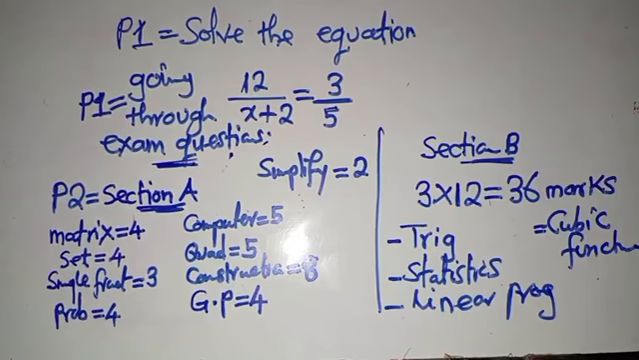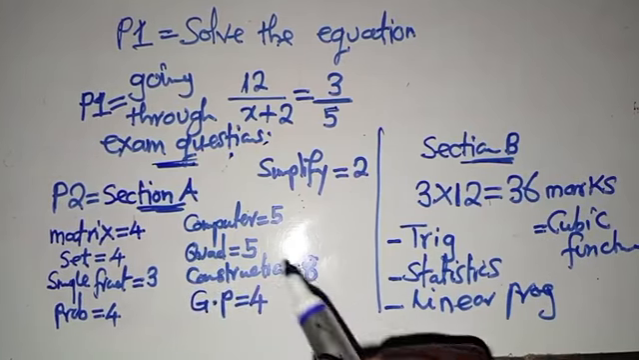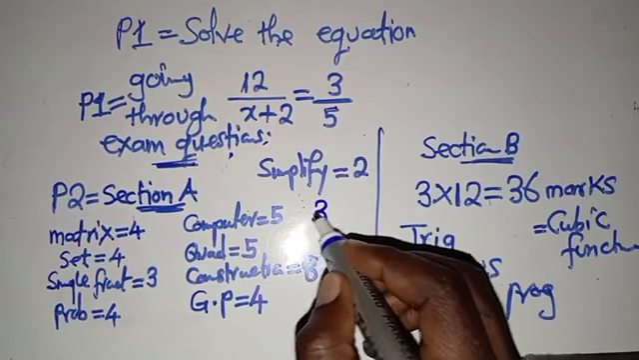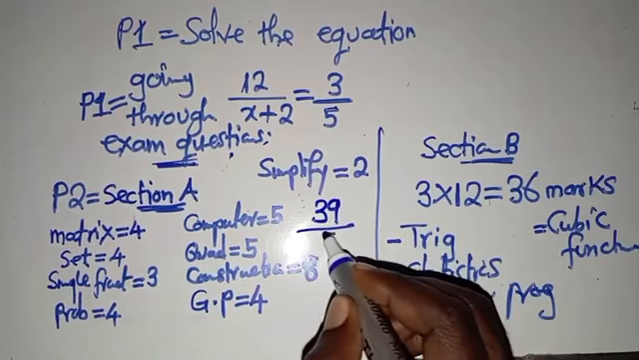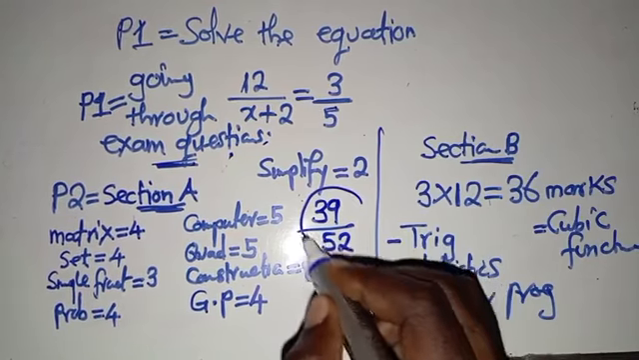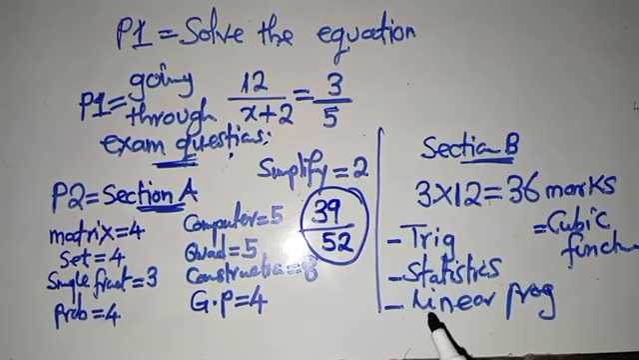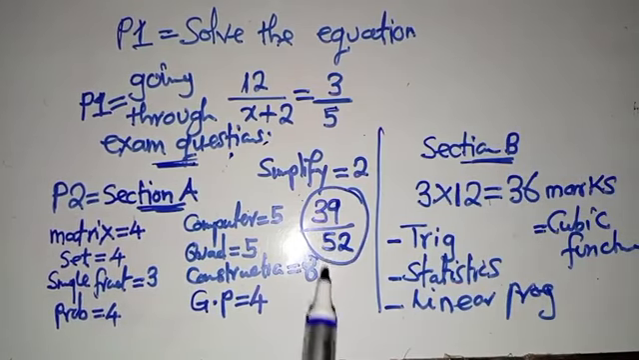What is 4 plus 4 plus 3 plus 4 plus 4 plus 8 plus 5 plus 5 plus 2? I'm getting 39. I'm not so sure if I've made a mistake, so I'll just say 39 here, out of 52. I guess you know that section A carries 52 marks.